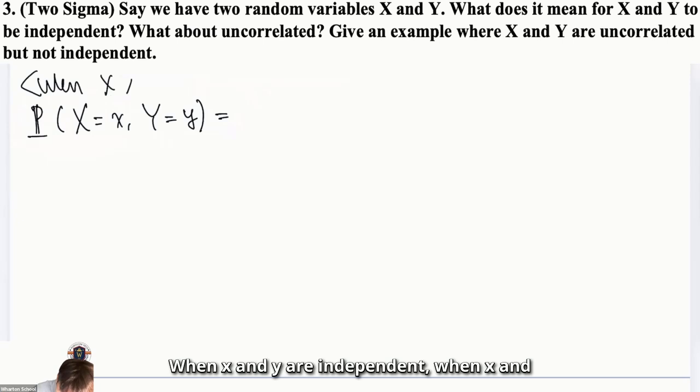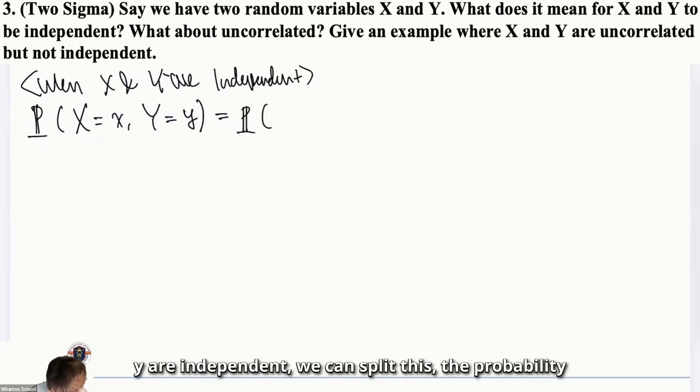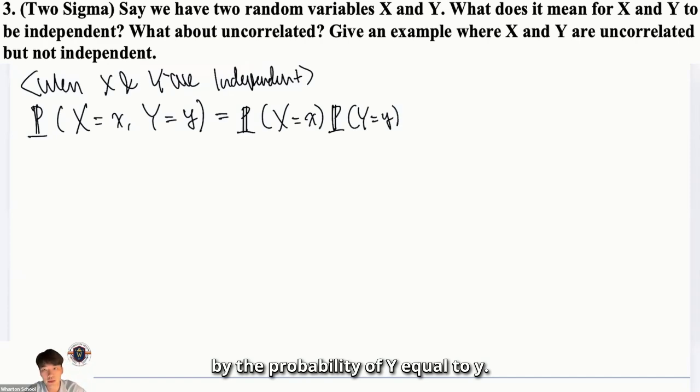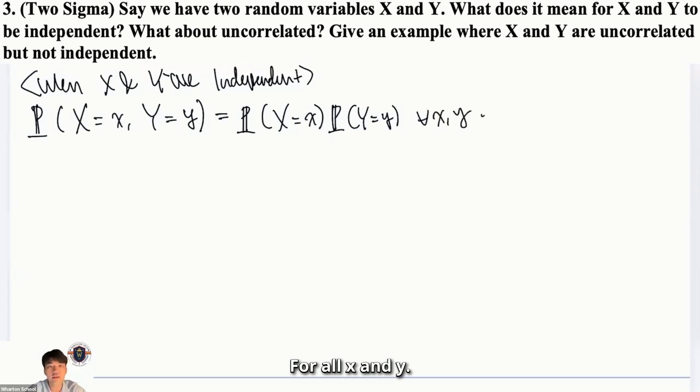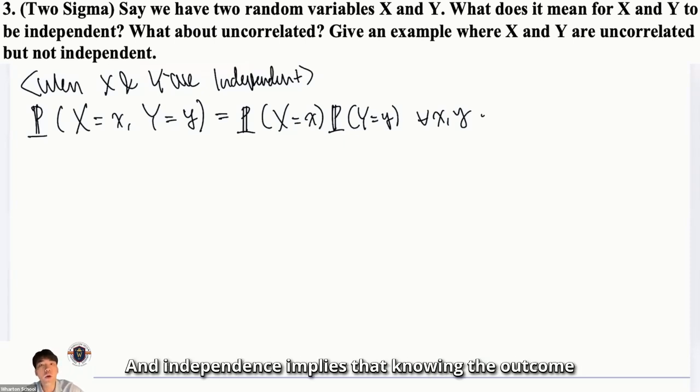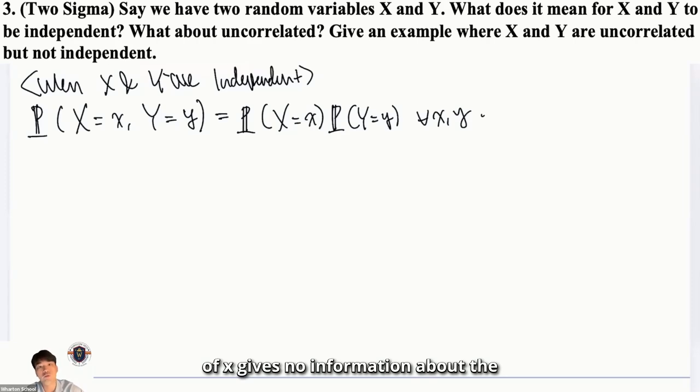When x and y are independent, we can split this: the probability of big X equal to x multiplied by the probability of big Y equal to y, for all x and y, right? So this means that the joint probability of x and y happening together is simply the product of their two individual probabilities, okay? And independence implies that knowing the outcome of x gives no information about y, because they are completely independent. They're not dependent on each other.